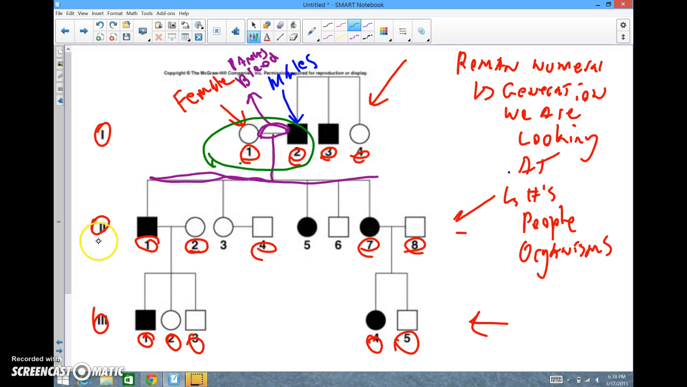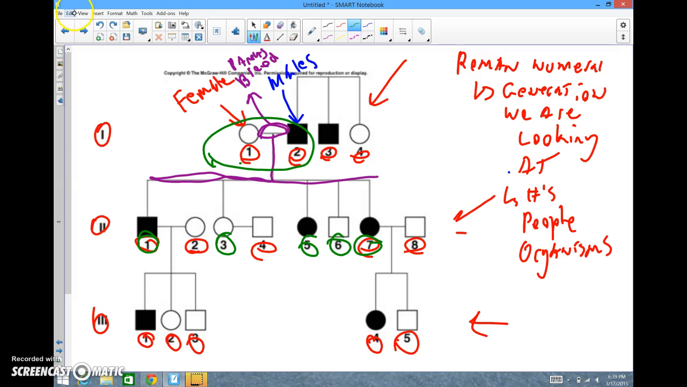So that means that on our little diagram here, these two, generation 1, individuals 1 and 2, are the parents of generation 2, individuals 1, 3, 5, 6, and 7. You can see how 2 is not connected to the line. 8 not connected to the line, 4 not connected to the line. That's because they marry into the family, if you will.